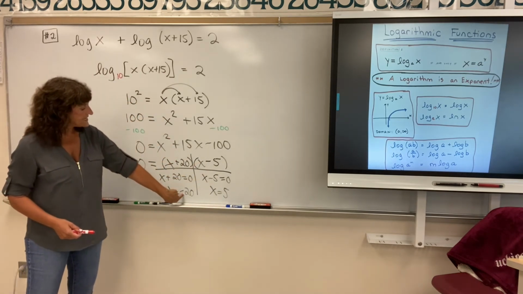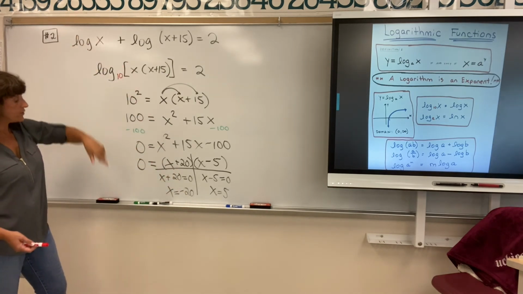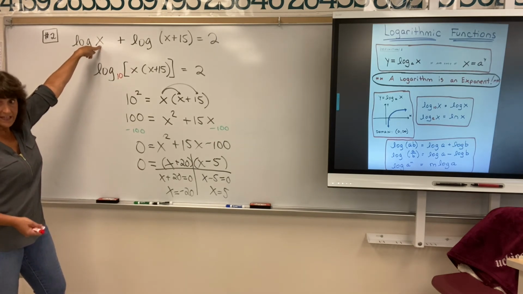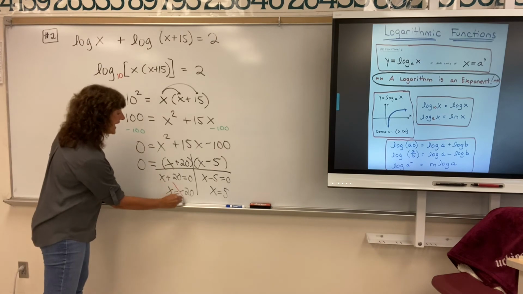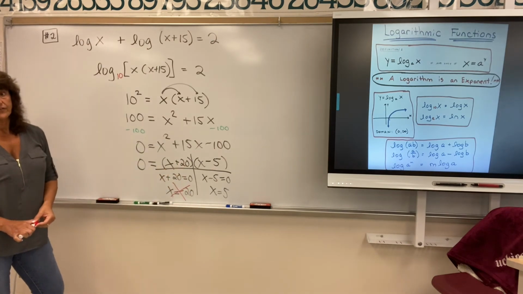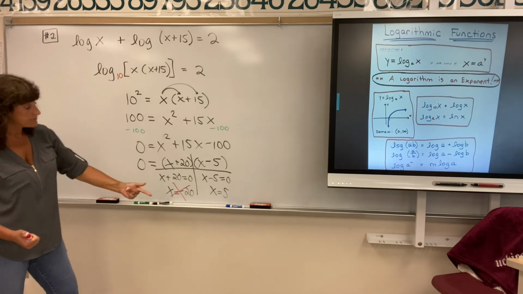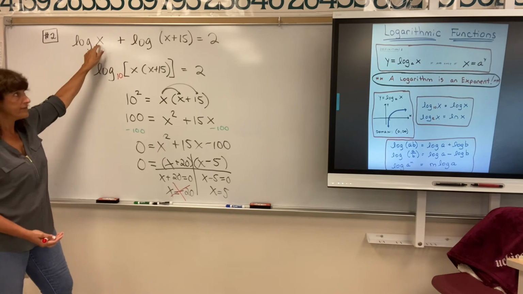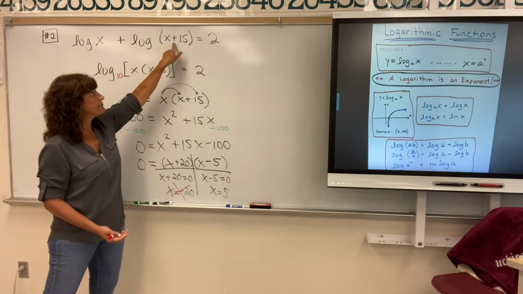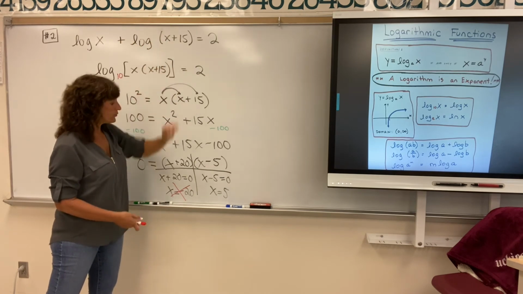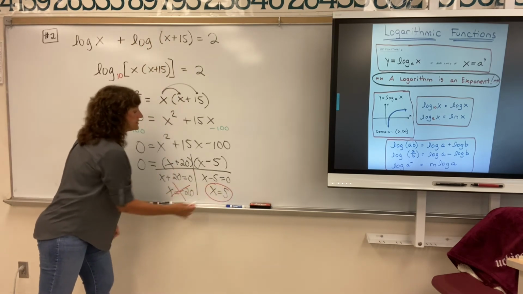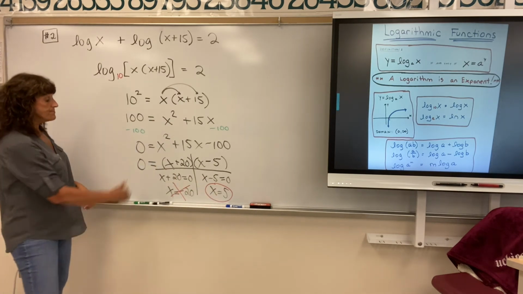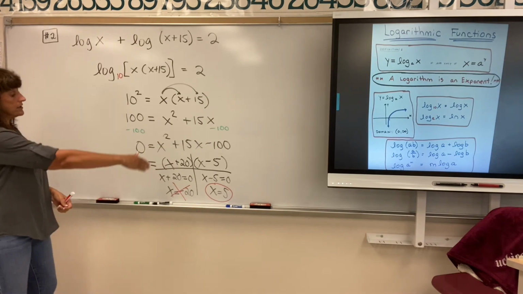So let's take negative 20 and plug it back into the original equation. Can we take log of negative 20? You can't take the log of a negative number, so we have to not include negative 20 as one of our answers. Let's make sure 5 works. When you take 5 and plug it in, log 5 is okay, because it's the log of a positive number. And over here, 5 plus 15 is 20, log 20, that works. So the only solution, the answer to number 2, is x equals 5. Make sure that you throw out the negative 20.